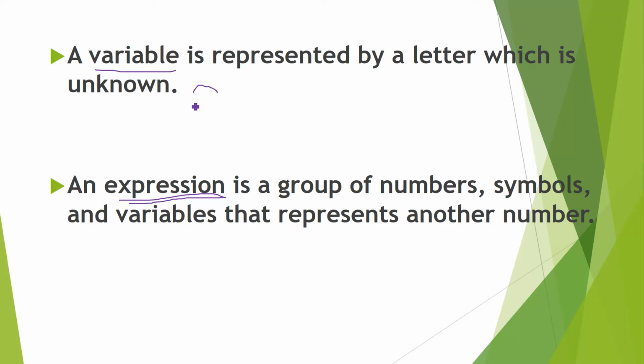So wherever you will see in maths A, B, C or X, Y, Z, because sometimes we have to find out the value of A, B, C, X, Y, Z, S, T, U, whatever, any letter you can use. This is called the variable, right? So a variable is represented by a letter which is unknown, while the expression is a group of numbers, symbols and variables that represents another number. So I will show you in the next slide what does it mean.